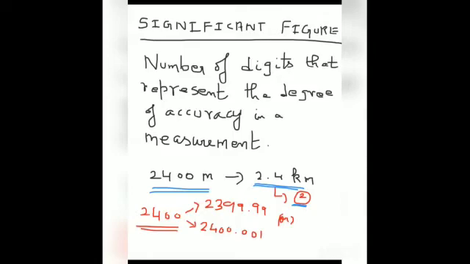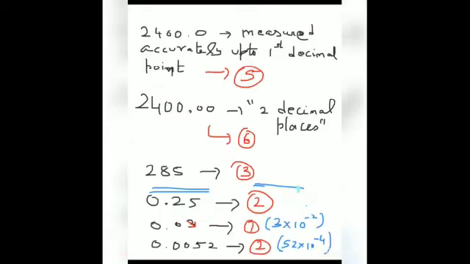But when you write 2400.0, it means that the number has been measured accurately up to the first decimal point. So 2400.0 has 5 significant figures. In the same way, if you write 2400.01, then the number has been accurately measured up to 2 decimal places. So the number of significant figures is 6.